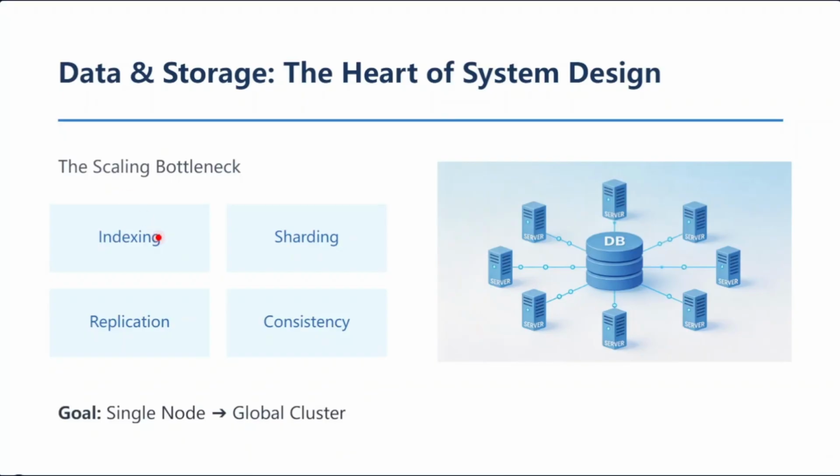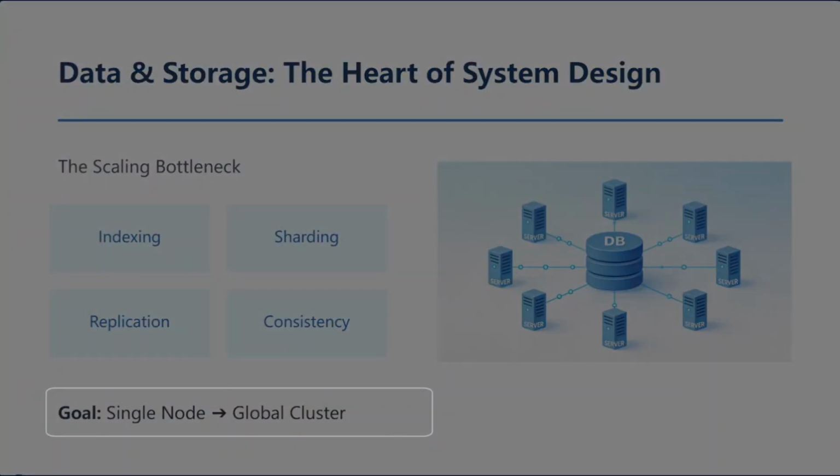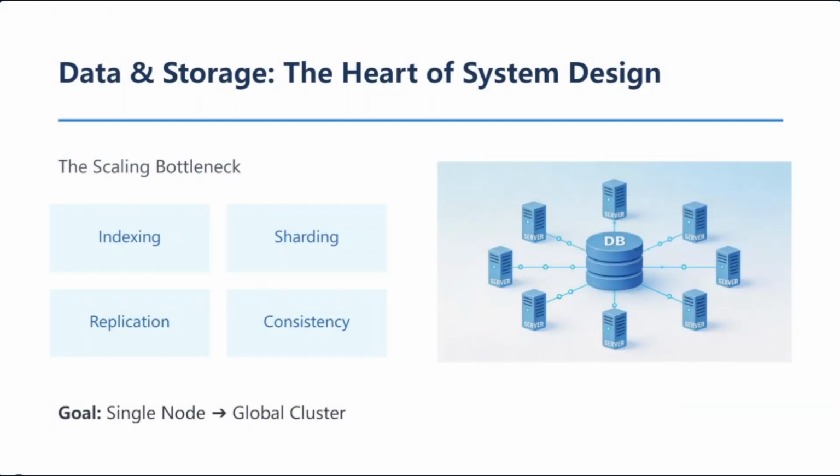To solve these bottlenecks, we're going to master 4 essential pillars: indexing, sharding, replication, and consistency. These are the tools that allow us to manage massive amounts of information efficiently. Our ultimate goal today is to understand the evolution from a single database node to a robust, global cluster. It's a big journey, but we'll take it step by step. Before we dive into the technical details, let's think about the apps we use every day.